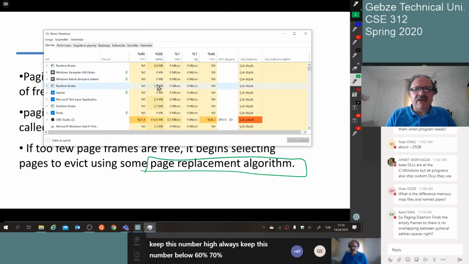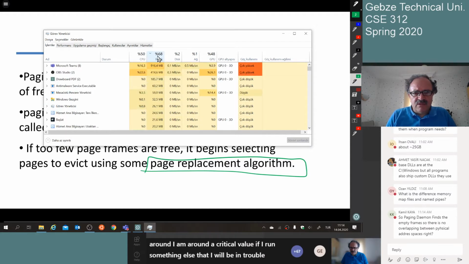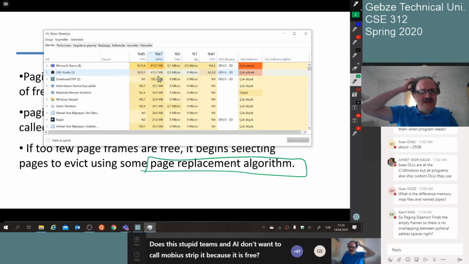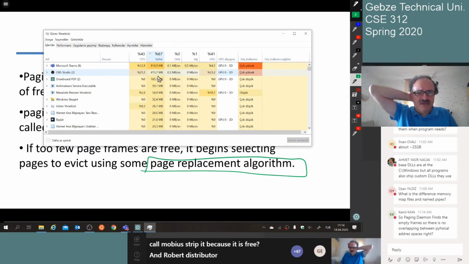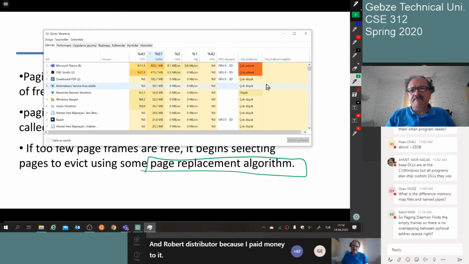Now I am around a critical value. If I run something else, then I will be in trouble. Who's using my memory? The stupid Teams, and I don't want to call OBS stupid because it is free, and Robot is stupid too because I paid money to it.